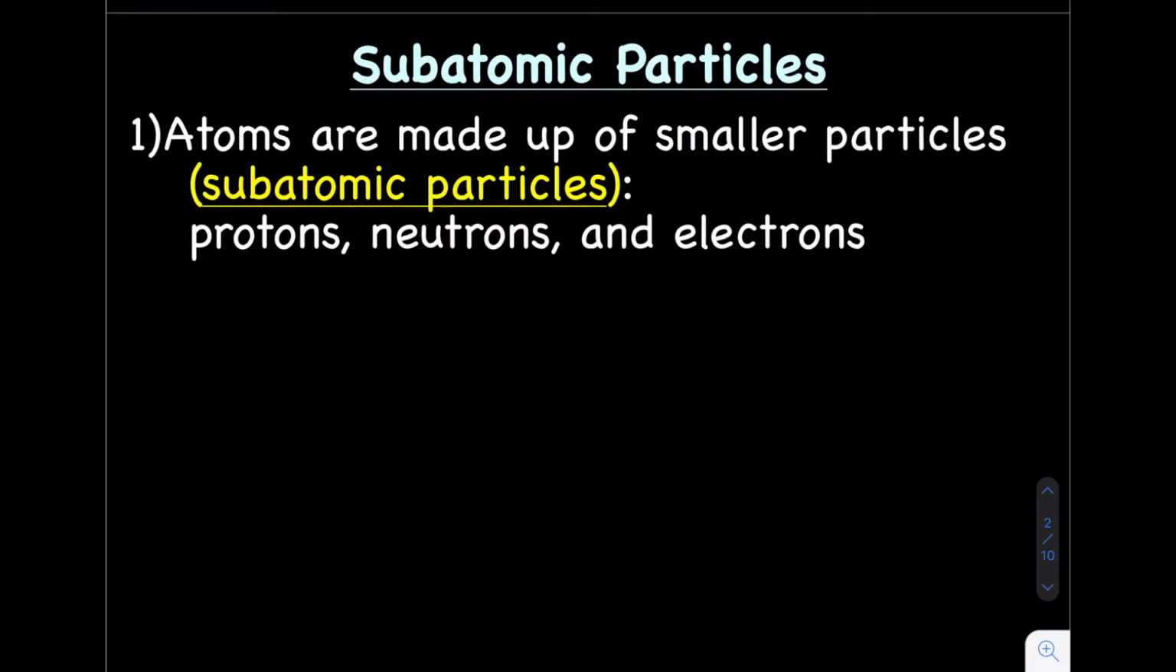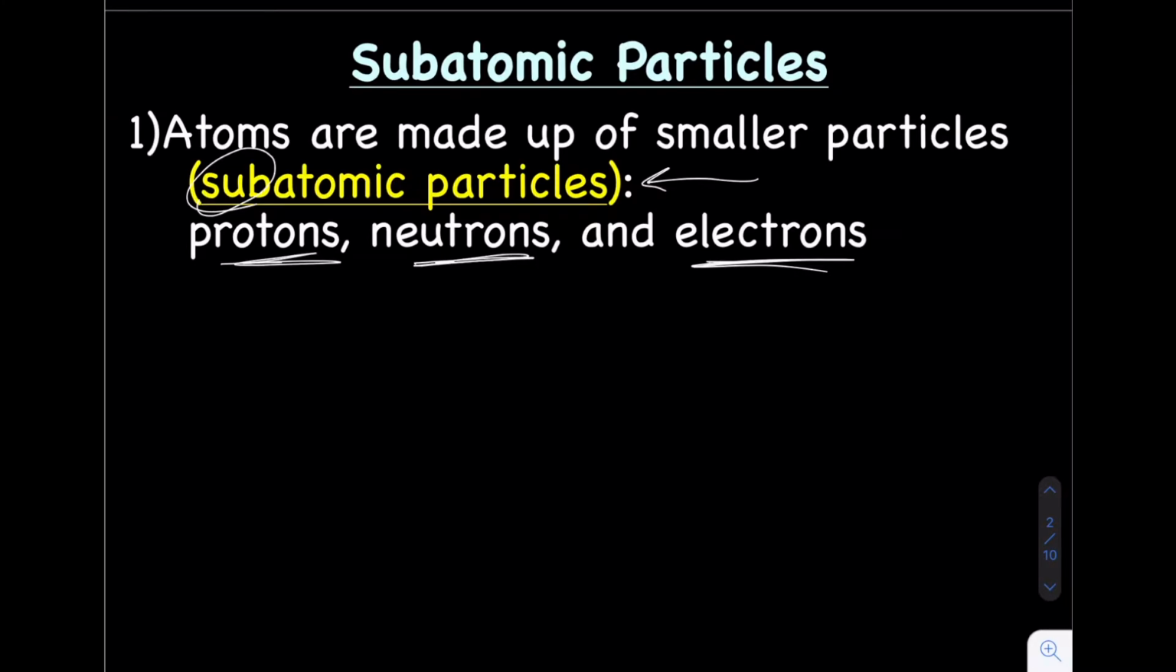So, atoms are made up of smaller particles. We call these the subatomic particles. Sub means below. So below the level of the atom, we have these particles, subatomic particles. And they are protons, neutrons, and electrons. So the atom is made up of 3 subatomic particles. Make sure you know this term, subatomic particles. And those subatomic particles are protons, neutrons, and electrons.